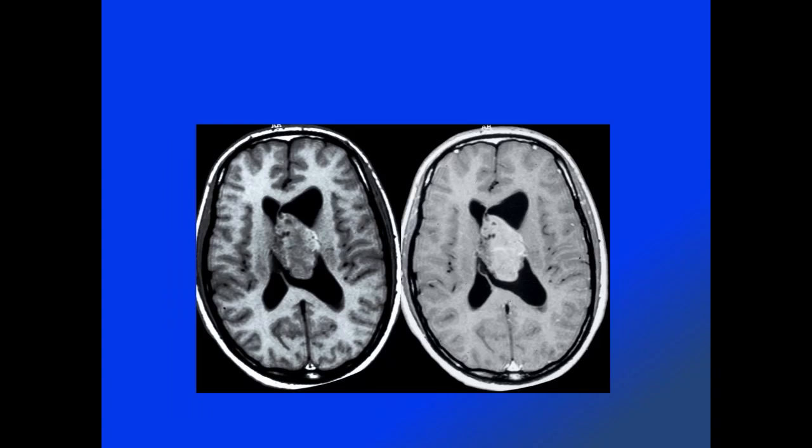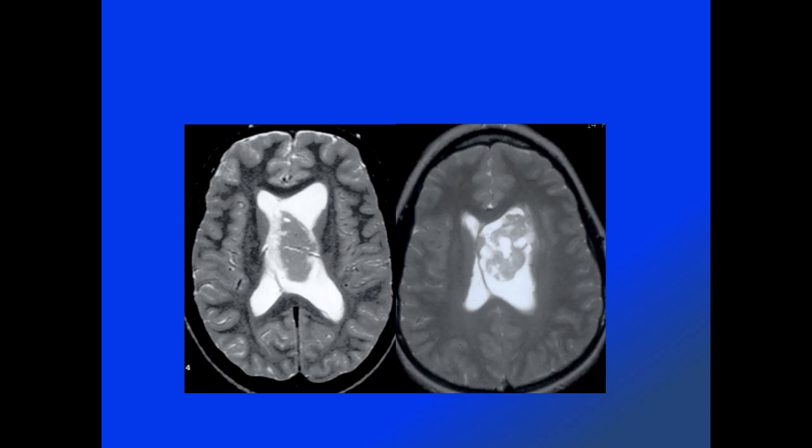MRI images demonstrate slightly heterogeneous iso to hypointense intraventricular mass, which demonstrates mild enhancement on post-contrast T1 weighted images, with the medial border of the mass contiguous with the septum pellucidum. T2A images demonstrating predominantly isointense mass with some foci of cystic changes, with additional cystic changes in the image higher up.